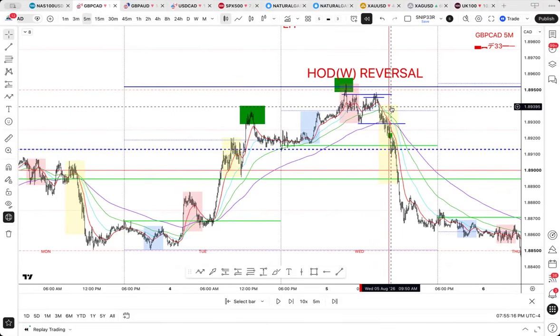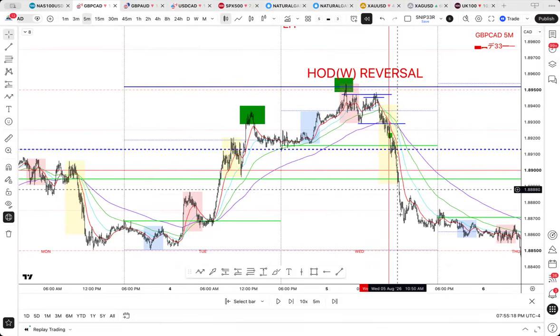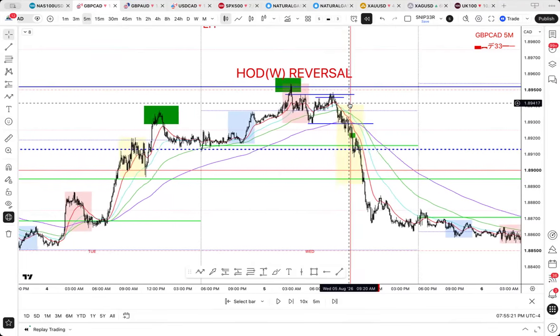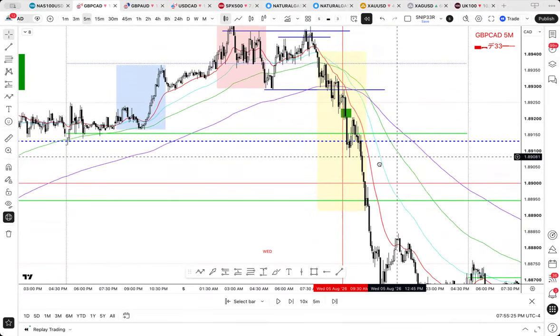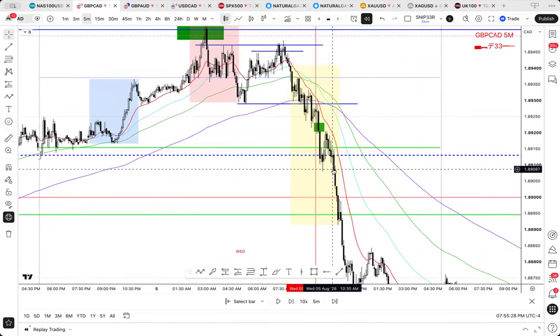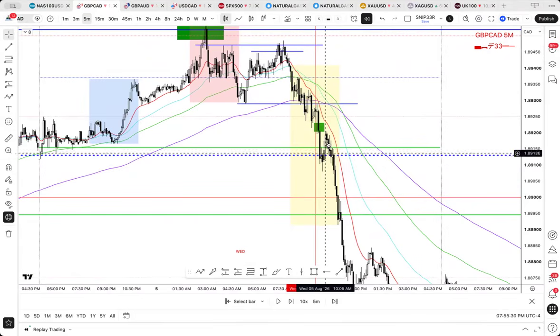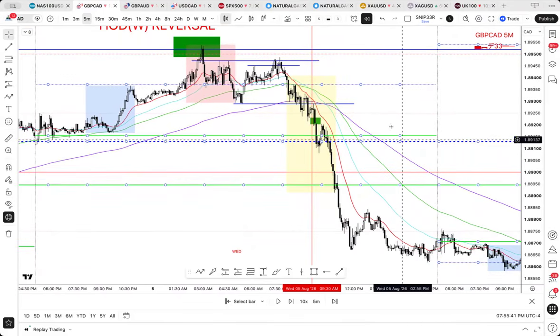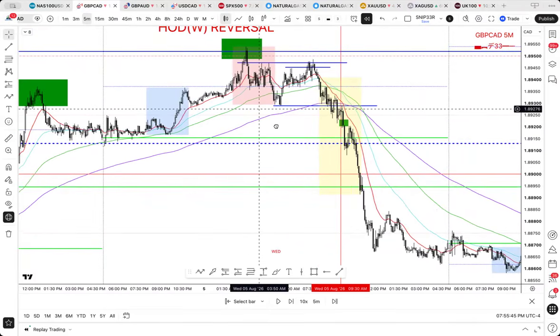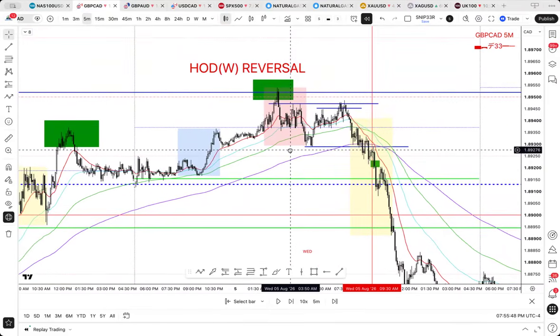You're still reversing at the high of the week. And if traders were to wait for the 10 a.m. open, they break out, they pull back to the closing price of the day, which is now acting as a ceiling, and they proceed to drop another 30, 40, potentially even another 50 pips from the high of the week. This is a high of week reversal.